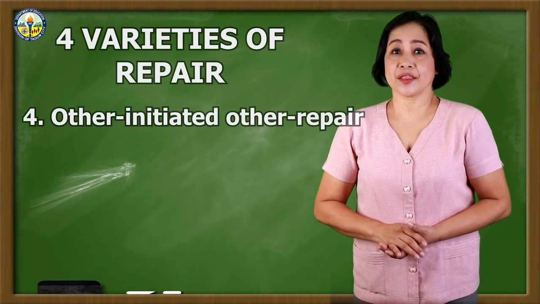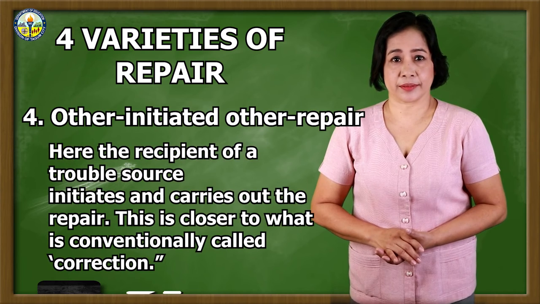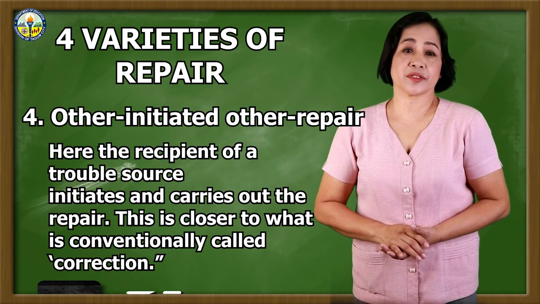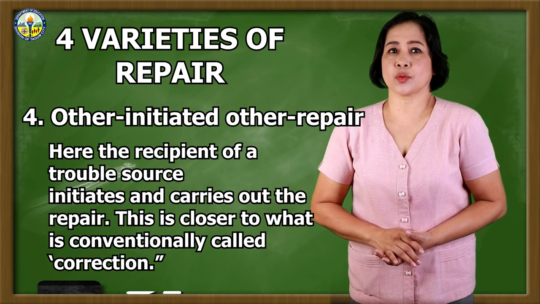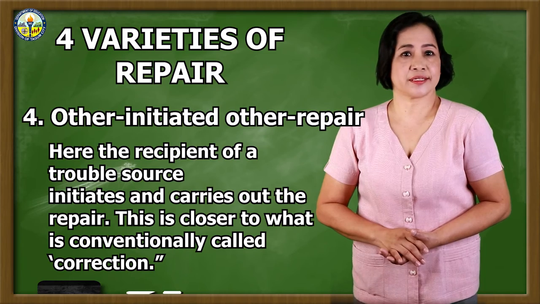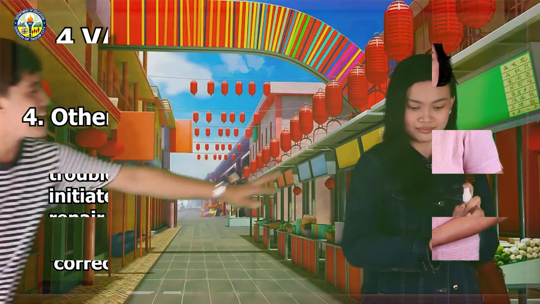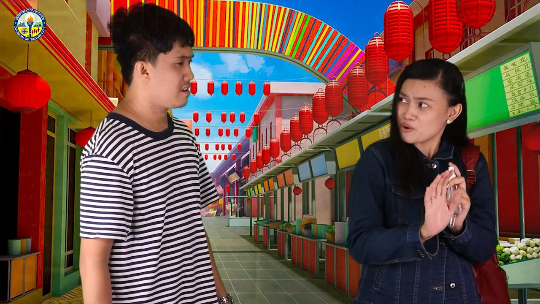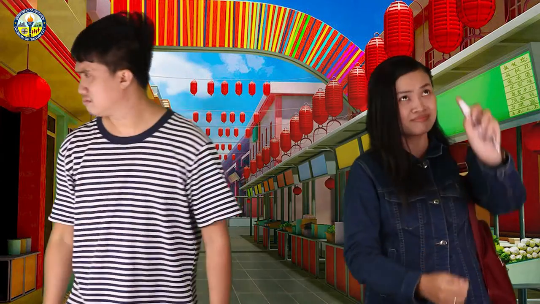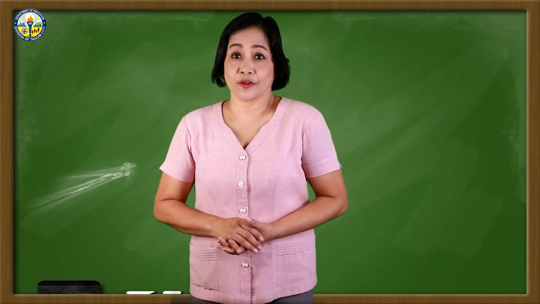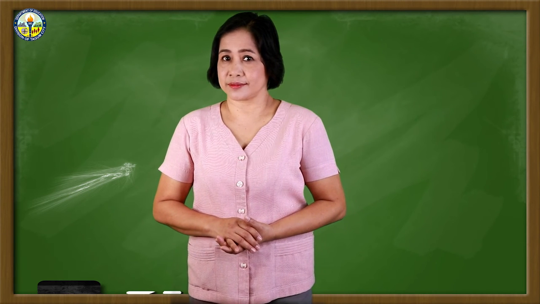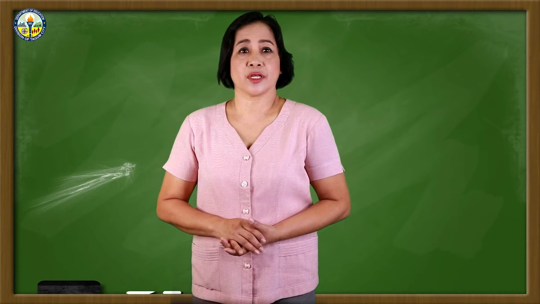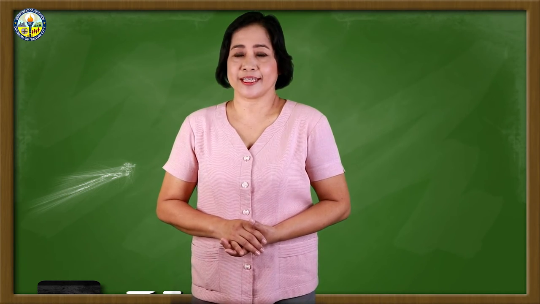Four, other-initiated other repair. Here, the recipient of a trouble source initiates and carries out the repair. This is closer to what is conventionally called correction. Here is the example. Hey, aren't you glad that today is Sunday? Sunday is actually tomorrow. How do you find the expressions? Have you used these expressions? There are times you didn't notice it, but absolutely, you did.